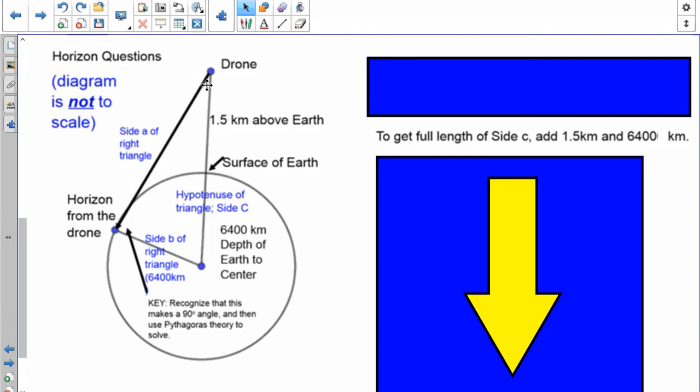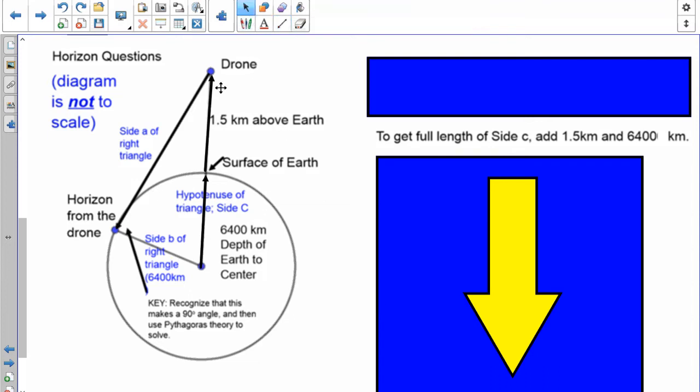You could be asked for the distance from the drone to the horizon, or you can be asked for the distance from the drone to the surface of the Earth. Those are the only two things that you can be asked for. This here is always given as 6,400 because we know that from the surface of the Earth to the middle of it is roughly around 6,400 kilometers. Now remember that this here, right here, is also 6,400 kilometers. So this hypotenuse is made up of this distance and that distance added together.